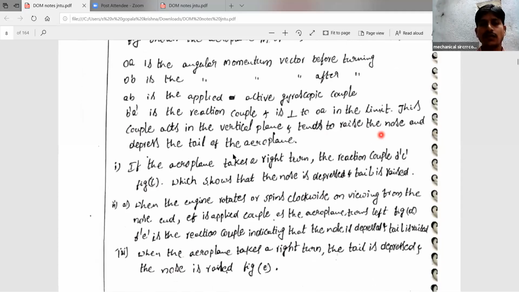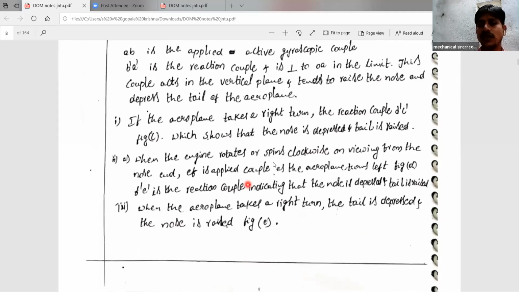So here, when the engine or propeller rotates clockwise when viewing from the nose end, EF is applied as a couple. So the aeroplane turns left, again left. Then F dash E dash is the reaction couple, indicating that the nose is dipped. So that means the direction of weaving is this side, when the observer shifts position from the rear end to the nose end.